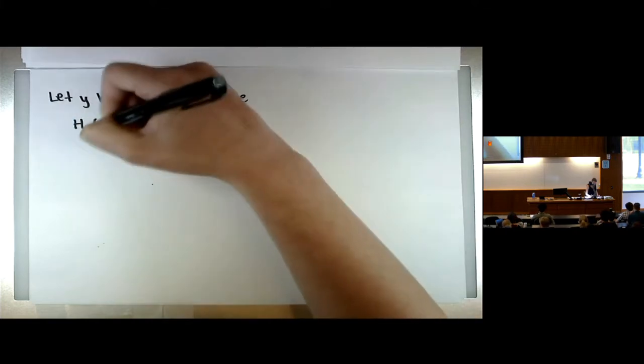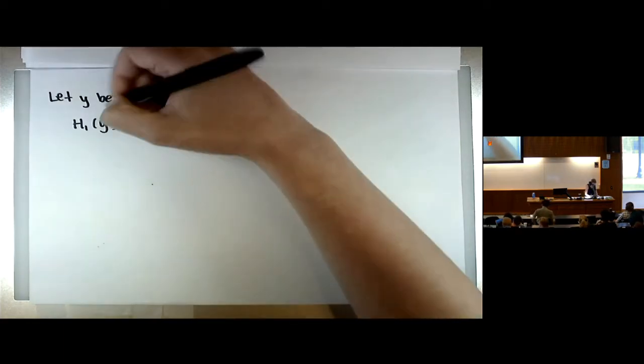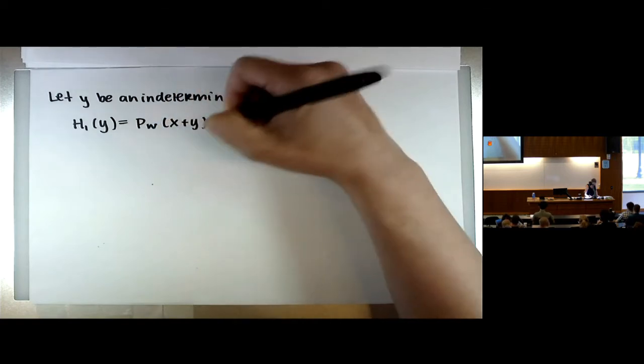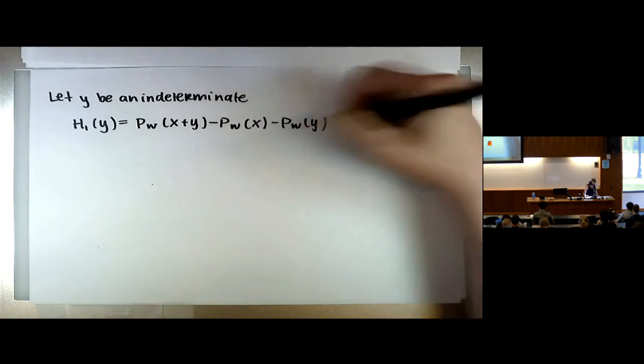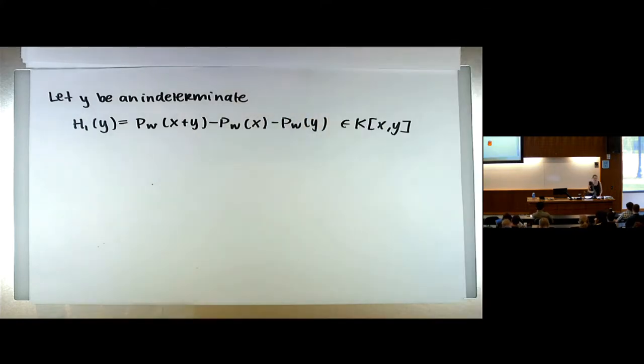So I'm going to call this H1, so we're not confused. But it's the same. It looks the same. It's not the same, but it looks the same. Right? This is now a polynomial in 2 variables, X and Y. I'm not using Y an element of my field.